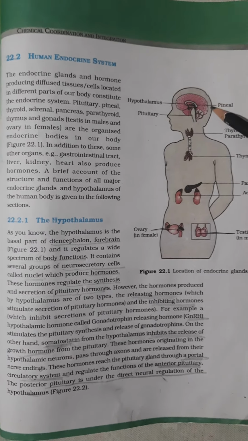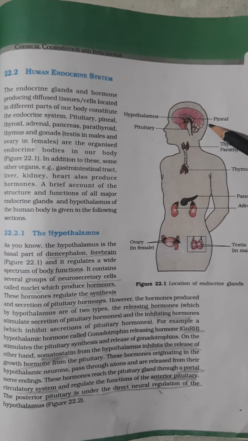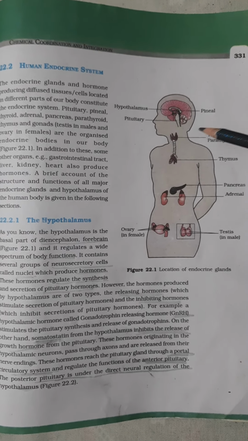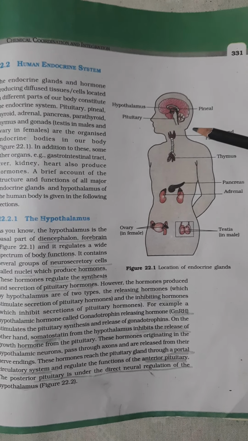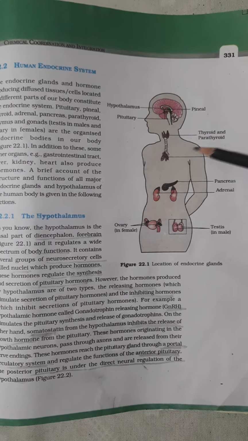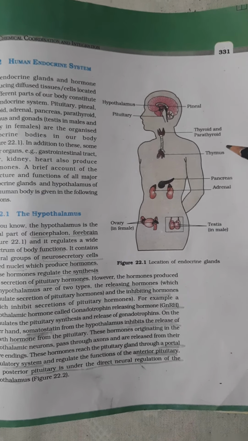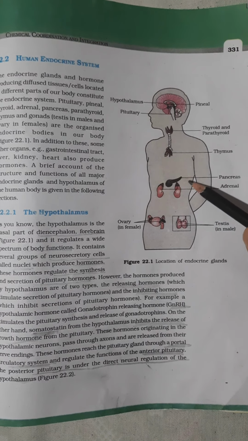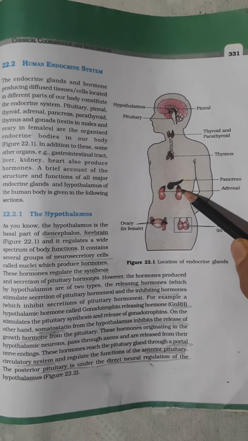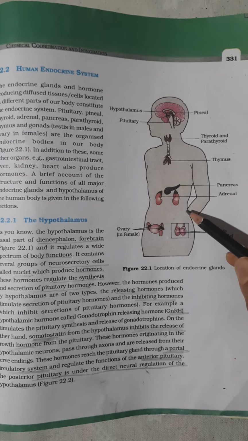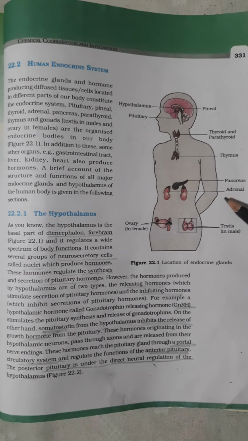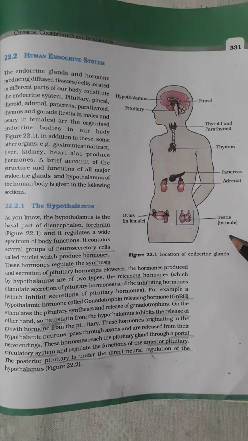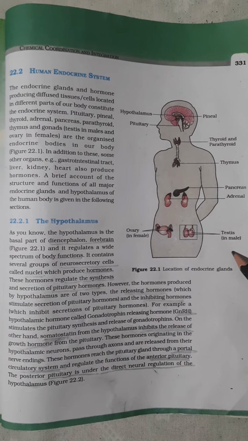So the human endocrine system contains glands and hormones, and these are located at different locations. In the brain, there are the hypothalamus, pituitary, and pineal glands. In the neck region, thyroid and parathyroid. Near the heart, thymus. Then pancreas is considered not only an endocrine but also an exocrine gland. Above the kidneys, the adrenal gland. And the gonads, that is ovary in females and testes in males, are also considered endocrine glands.